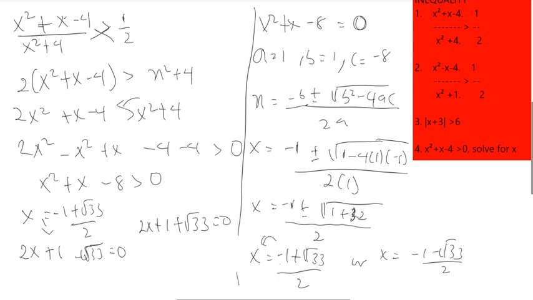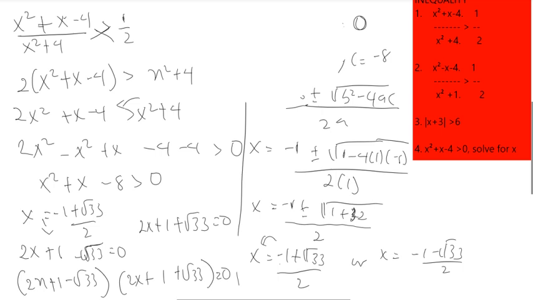So now if we want to express this, we're going to have the bracket of 2x plus 1 minus root 33 multiplied by 2x plus 1 plus root 33 is equal to 0. The way we have done it now is as if we factorized it, right? This is what we need. We need something like this to be able to solve. I'm going to go ahead and clean this, please.